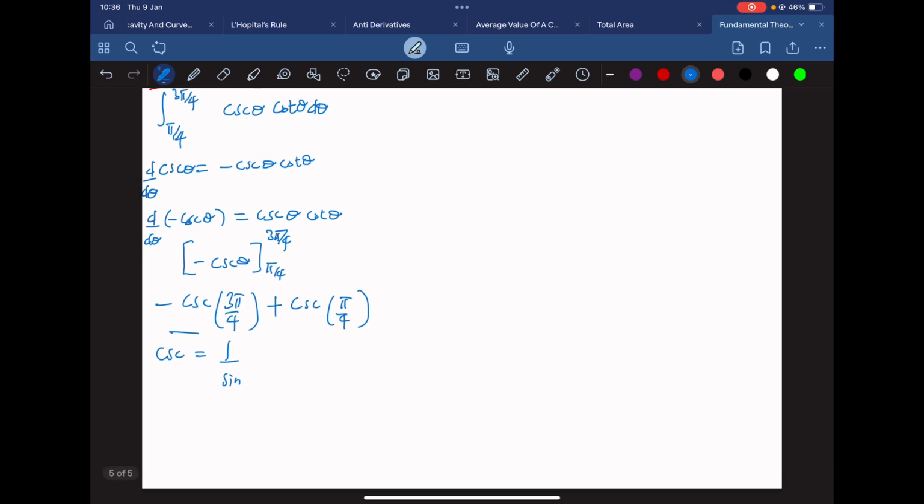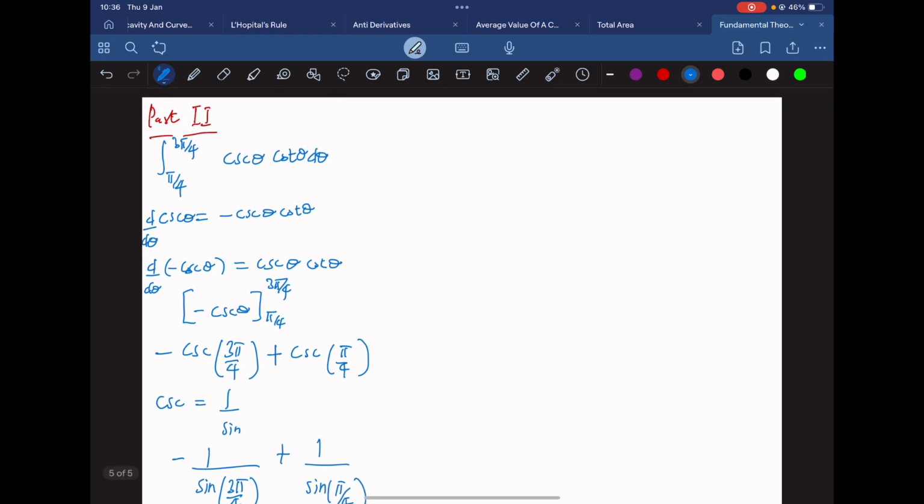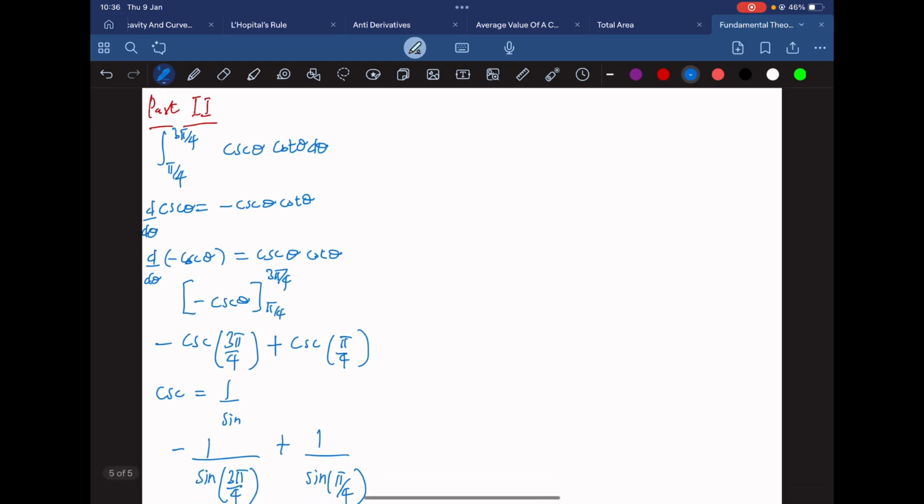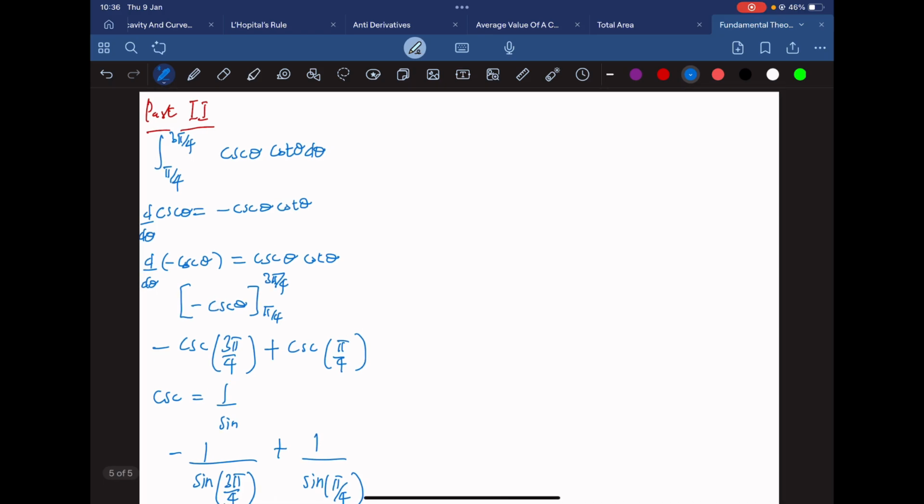So in this case, you're going to have negative 1 over sine of 3 pi over 4, then plus 1 over sine of pi over 4. But what is sine 3 pi over 4? Now you can use the reference angles that we did at that time.